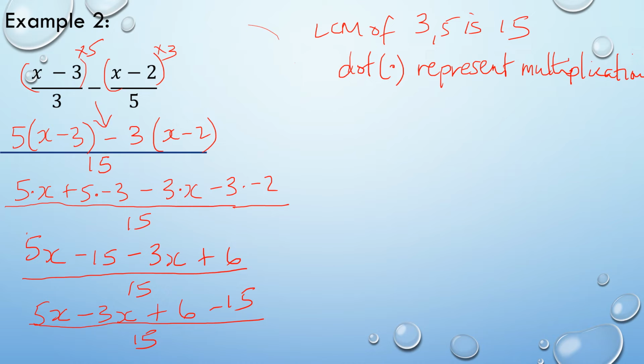All right. So our final answer is going to be 3 from 5 is 2, and that is 2x. And then 15 from 6 would be a minus 9. All of that over 15. And that's the answer.